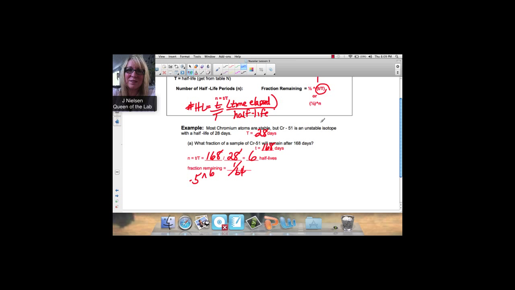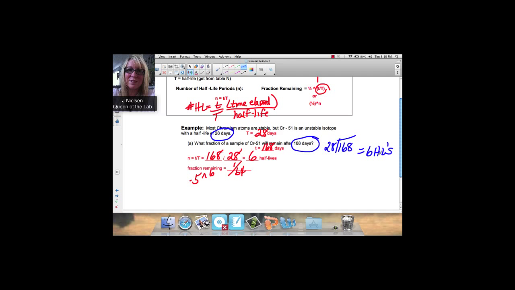Now, the problem is we don't have these formulas anymore. So how can I solve the same problem without using any formulas? Well, I'm going to show you. You know the half-life is 28 days, and you know that your total time is 168. So you have to figure out how many half-lives took place. How many times did this thing decay in half again and again and again in that 168 days? So hopefully you can see intuitively that 168 divided by 28 is going to give us 6 half-lives.